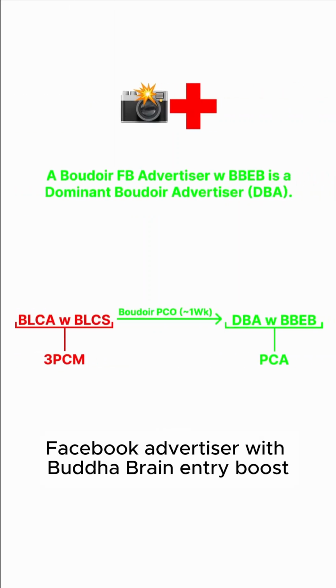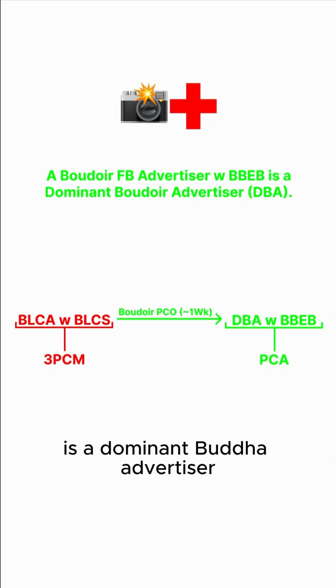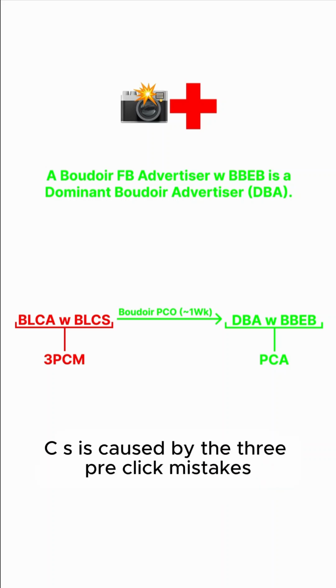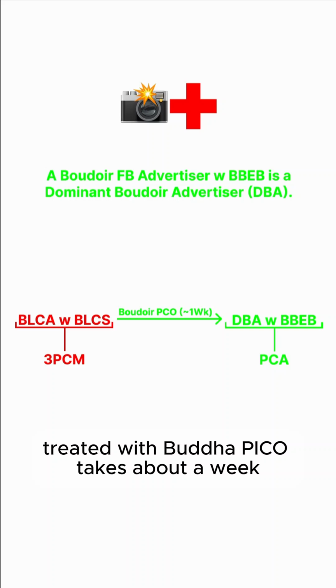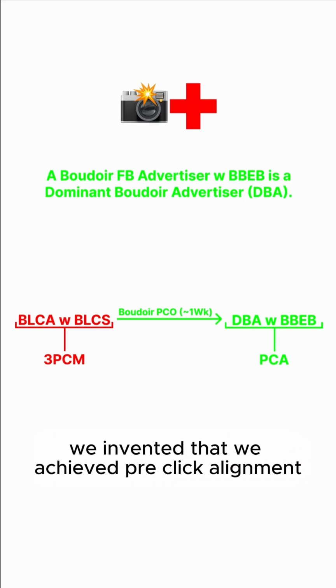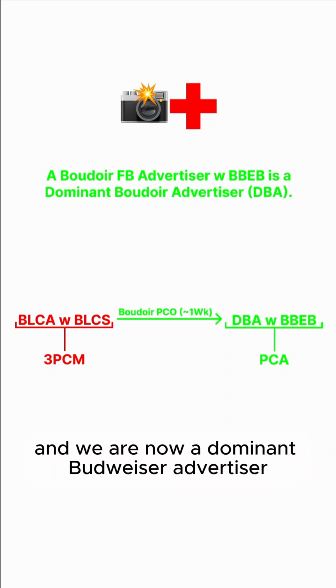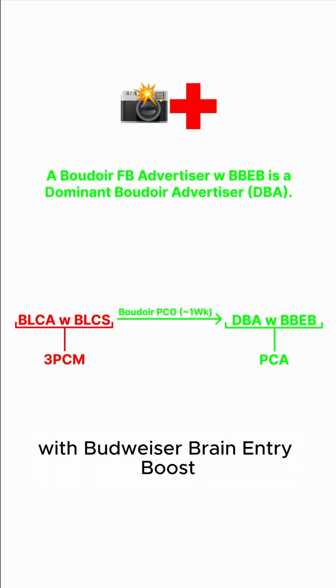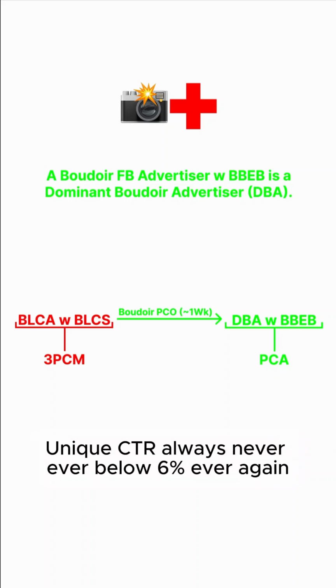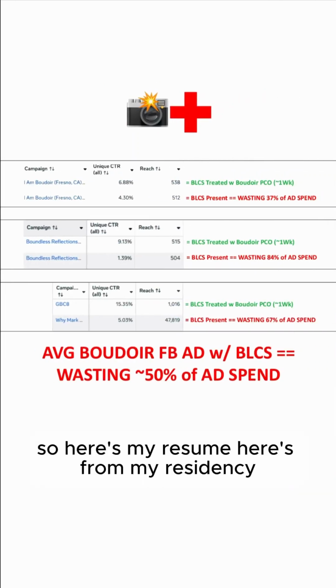And a Boudoir Facebook advertiser with Boudoir brain entry boost is a dominant Boudoir advertiser, a DBA. So it's our full universe here. A BLCA with BLCS is caused by the three pre-click mistakes. Treated with Boudoir Pico takes about a week. We invented that. We achieved pre-click alignment, and we are now a dominant Boudoir advertiser with Boudoir brain entry boost. Unique CTR all never ever below 6% ever again. So here's my resume. Here's from my residency.